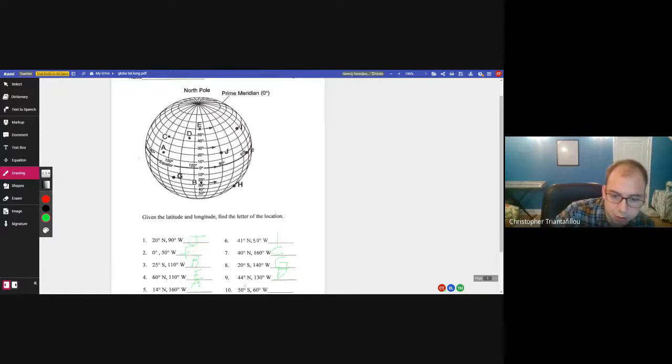Last one, 50 degrees south, 60 degrees west. So we're down to 50. Remember, longitude's getting lower as we head over to the prime meridian. It'll get larger, it increases as we go over to the international date line. So that leaves H.